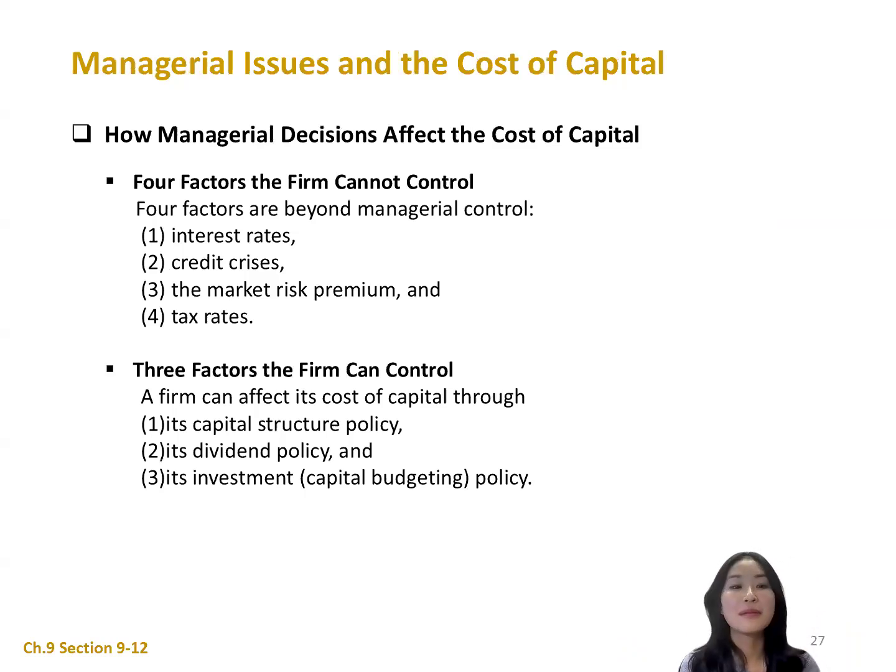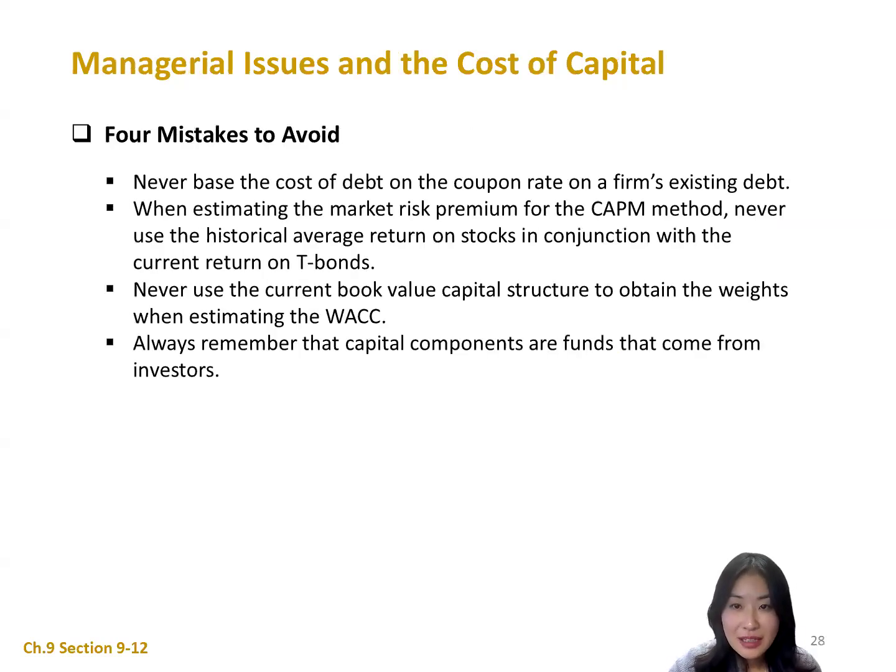And second is dividend policy. The firm's dividend policy impacts investor perception and retained earnings, which influence the cost of equity. And third is investment policy, also known as capital budgeting policy. Choosing the right project directly influences profitability and risk. So it also impacts the overall cost of capital. Okay, let's move on to the next slide.